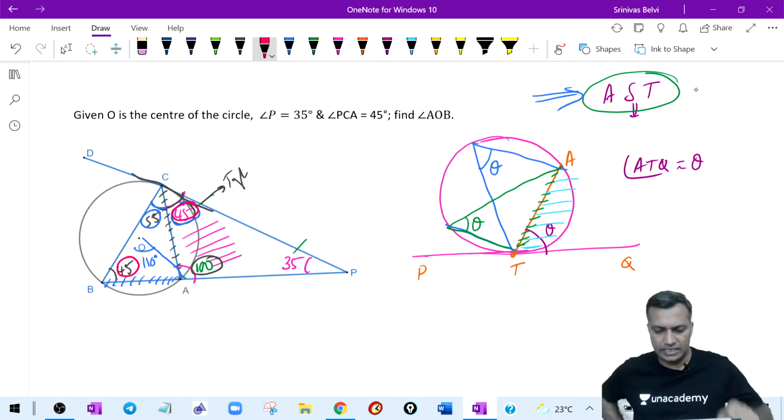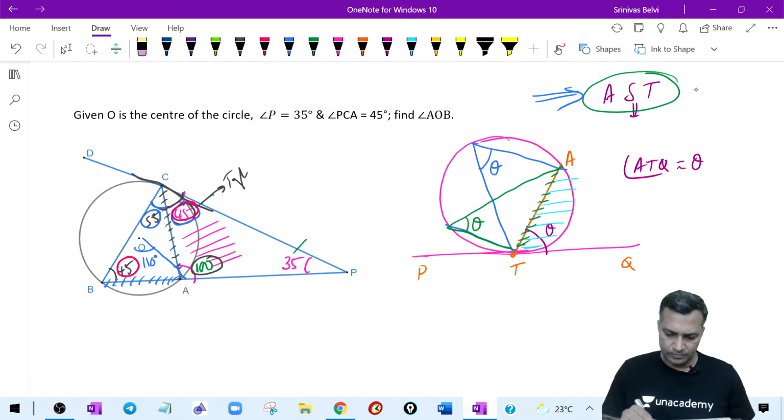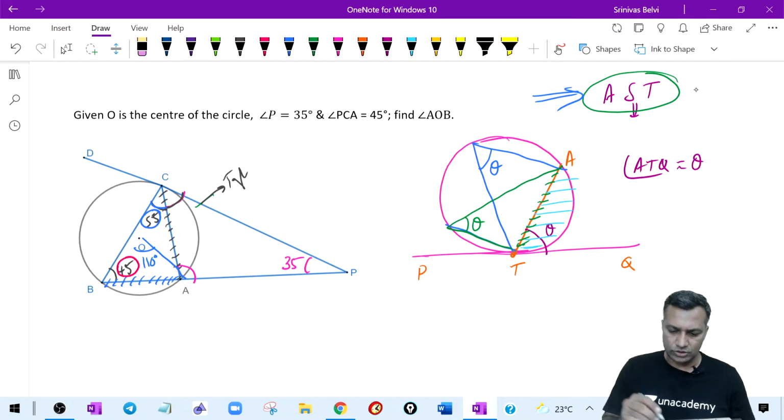No, Shivali. Interior angles sum to 180, right? Why are you getting these kinds of doubts? Is this the 11 o'clock effect? Are you guys tired already?